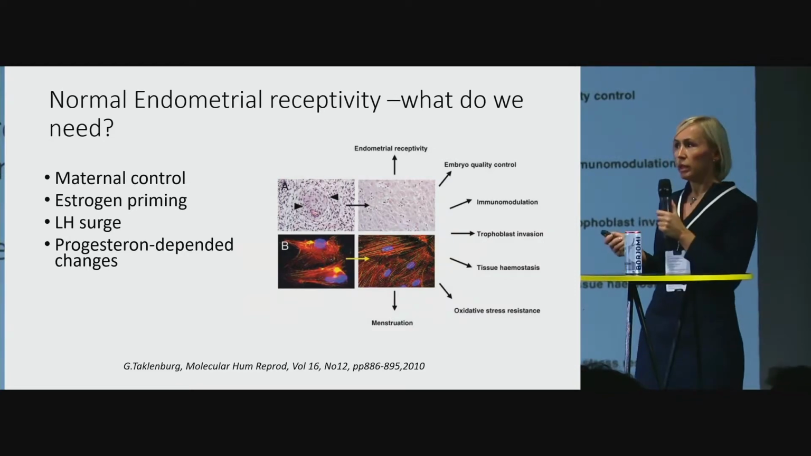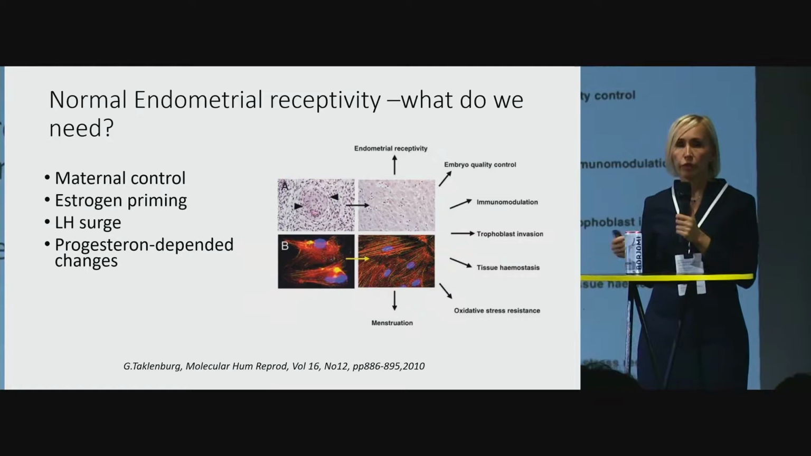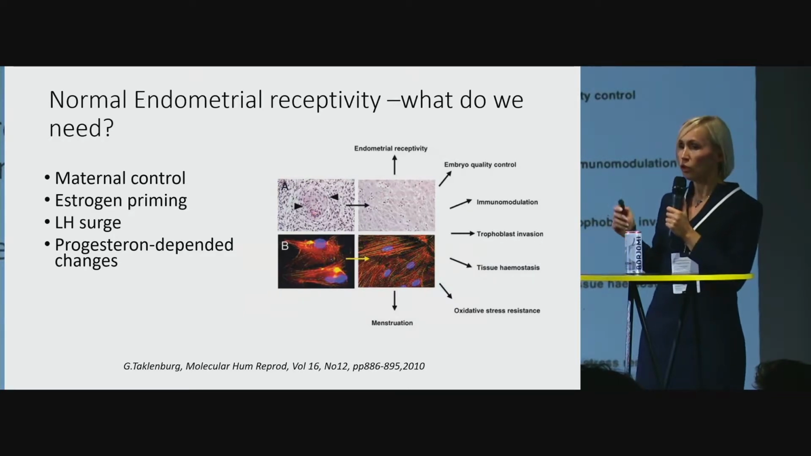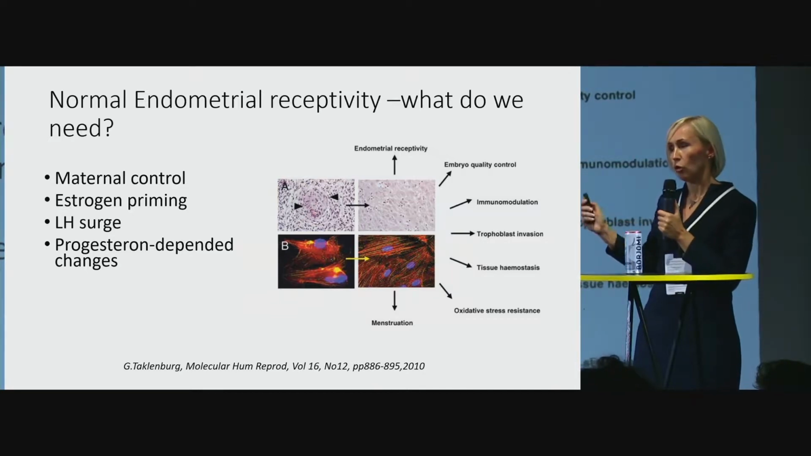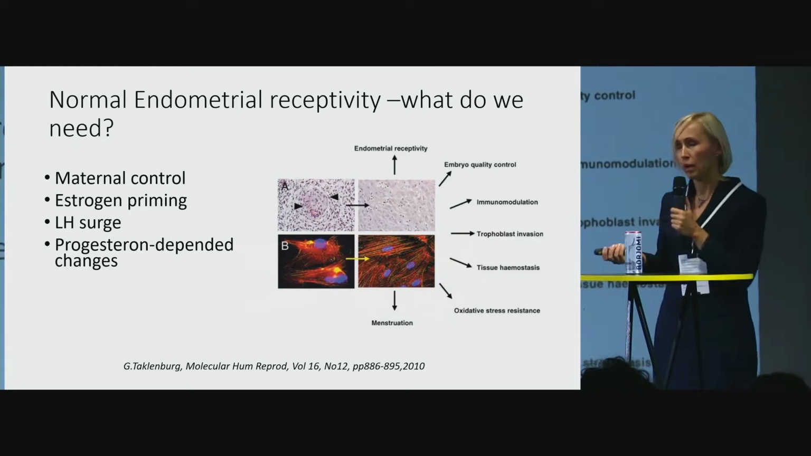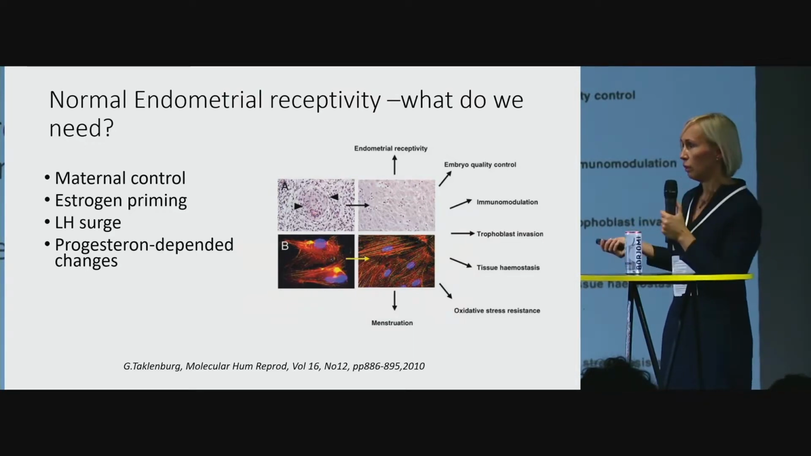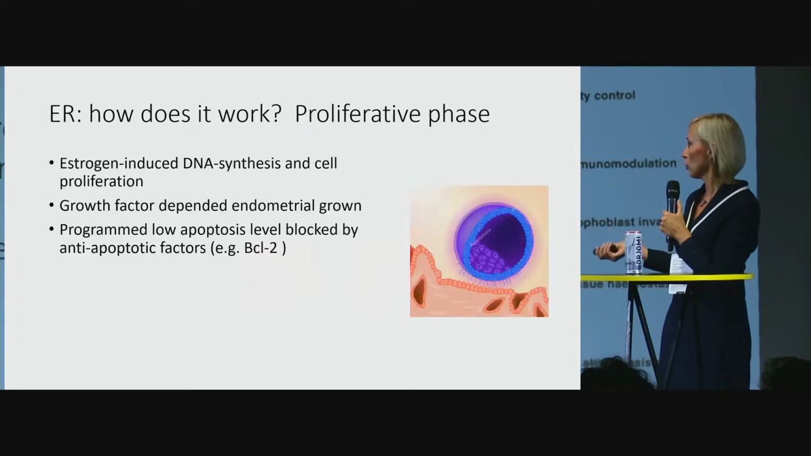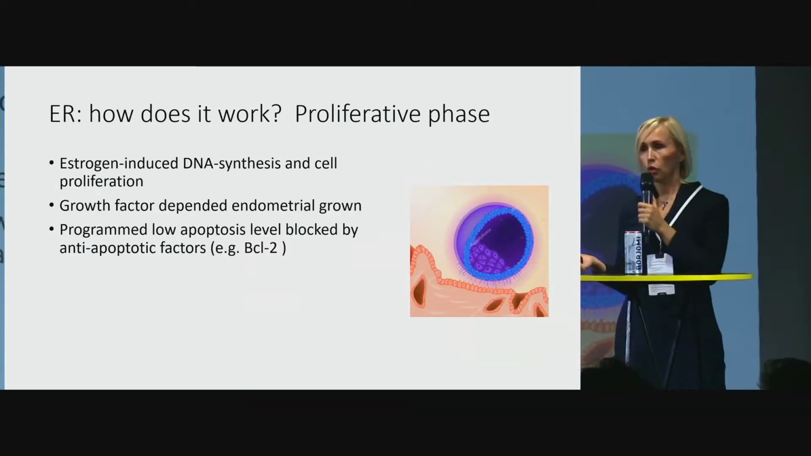For normal endometrial receptivity, we need maternal control. A unique feature of the human endometrium is that the process of preparing for future implantation is independent of conception. This process depends just on folliculogenesis, so ovulation or anovulation is the main factor in preparing the endometrium for implantation. During this period, under the influence of estrogen priming until the LH surge, the endometrium is prepared by growing, and then after the LH surge it changes to progesterone influence.